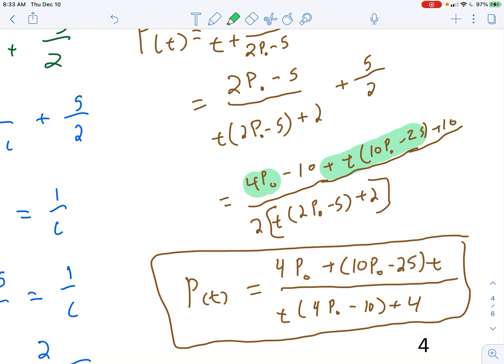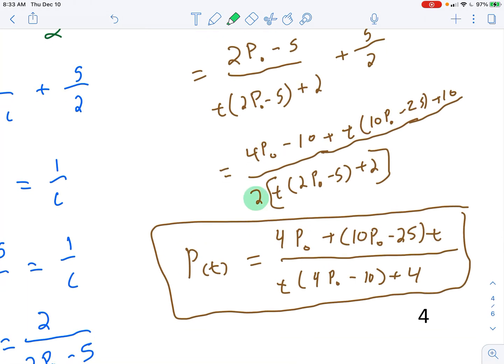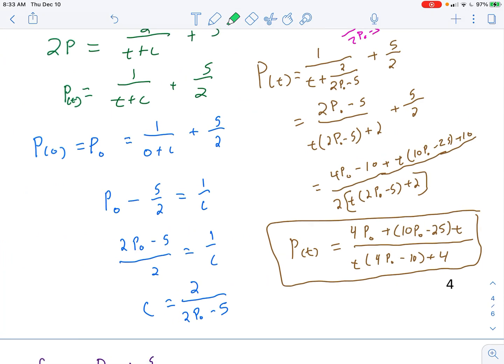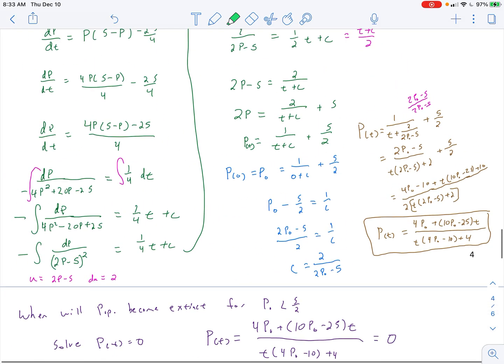So that's the numerator, right? Then for the denominator, to simplify that, I'm just going to distribute that inside of the parentheses. So that's how I get 4p sub 0 minus 10 plus 4, just distributing that too. And then there's our solution for p sub 0, all right? So that's the logistic function.